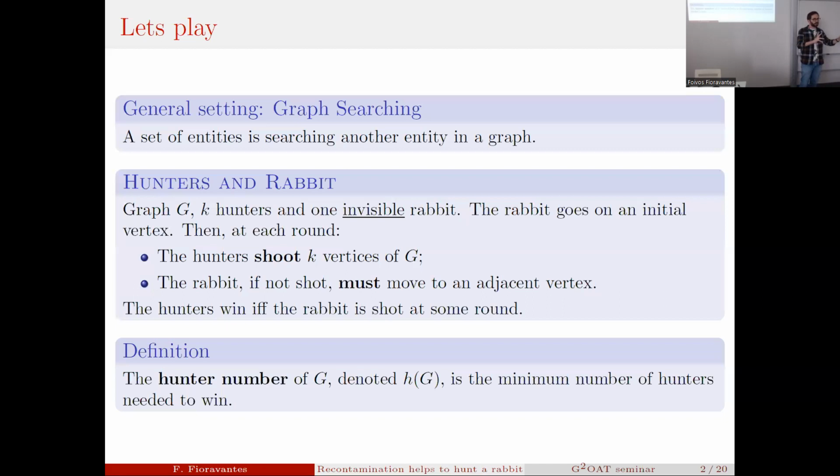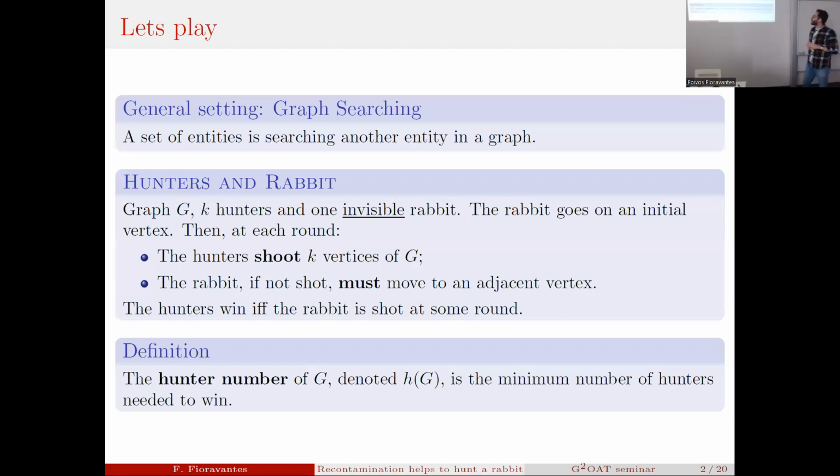The rabbit becomes afraid from the gunshot and is obliged to move to an adjacent vertex. Keep in mind, the rabbit is invisible. So the hunters have no idea where the rabbit is, but if they do shoot on a vertex which is hiding the rabbit, they do get the information that they managed to catch the rabbit.